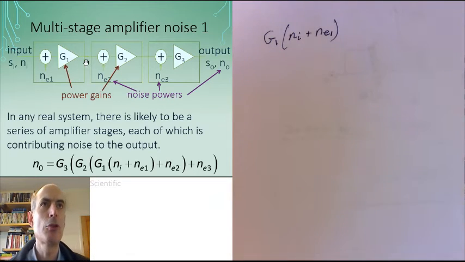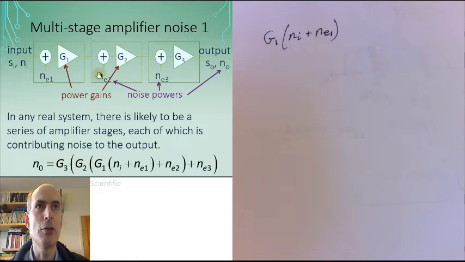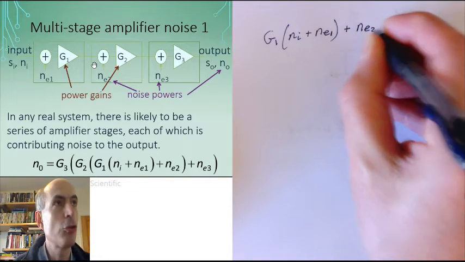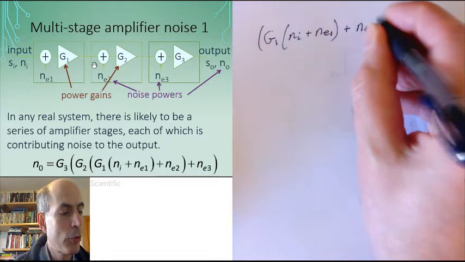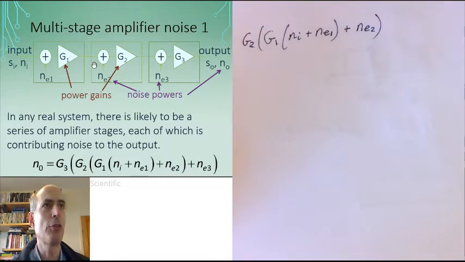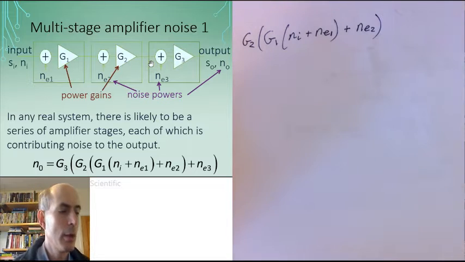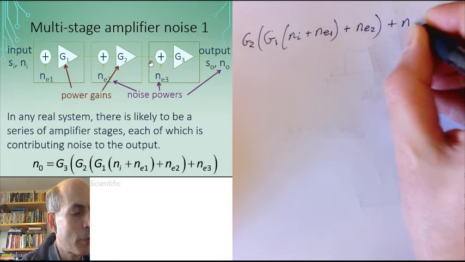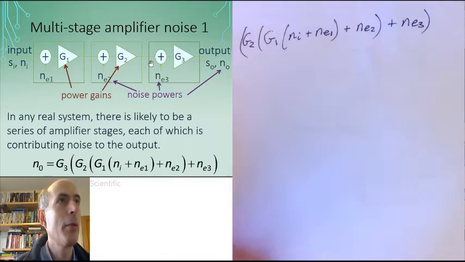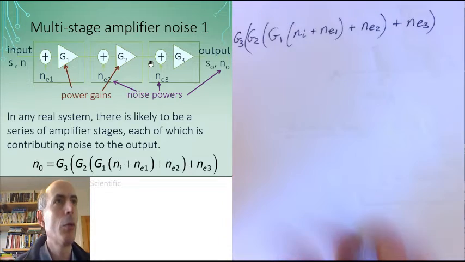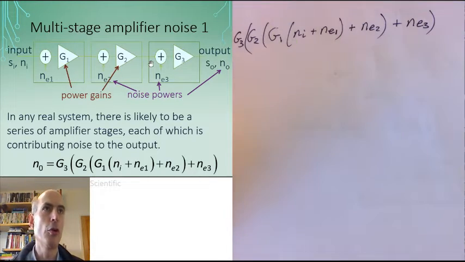That noise is going to be the input noise of the second stage. So that gets another equivalent input noise, Ni2, added to it, and then the result is multiplied by the gain of the second stage. That produces the output noise of the second stage, which is the input noise to the third stage. So that has another noise term, Ni3, added to it, and then that gets multiplied by the gain of the third stage. And we get that expression for the total noise at the output of our system.